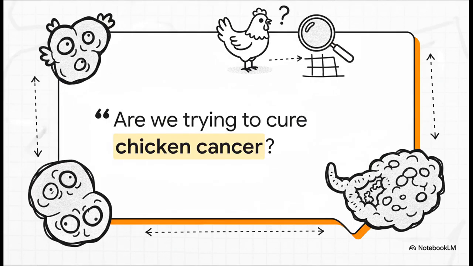This quote here, "Are we trying to cure chicken cancer?" That's a real question from a real lab meeting. I mean, it's a totally fair, sharp criticism that gets right to the heart of how absurd it seems, right? We're talking about these floating, immature bird cells, not a solid human tumor. How on earth could this possibly be a good model?